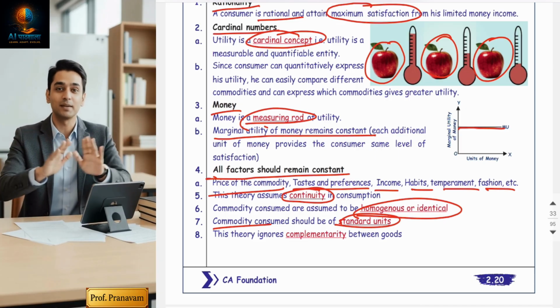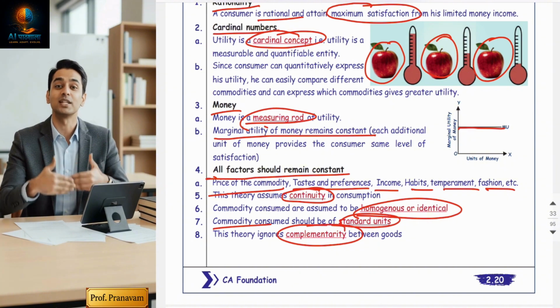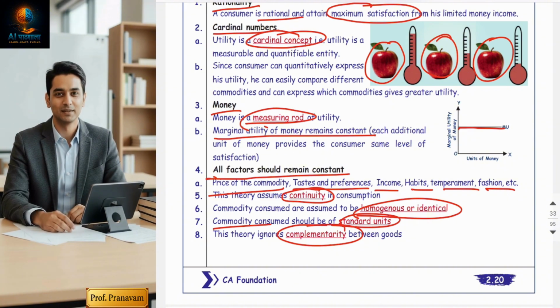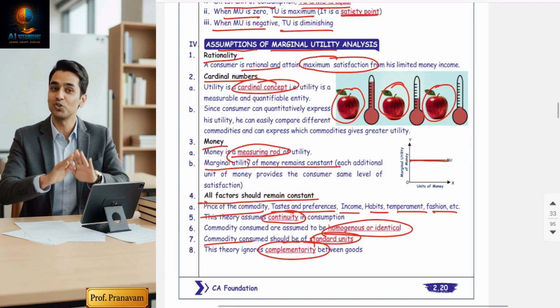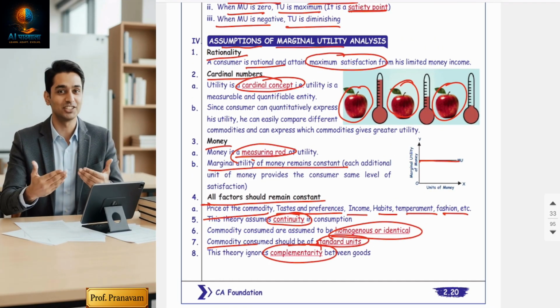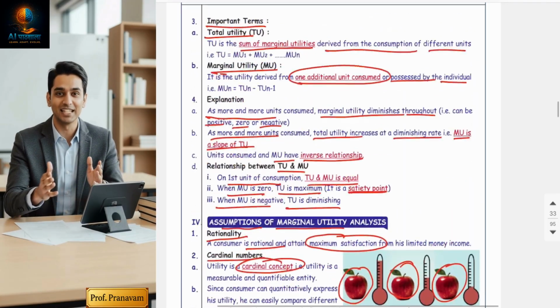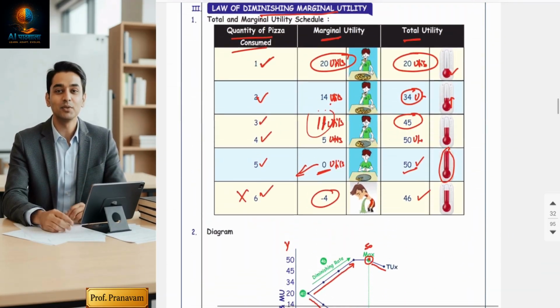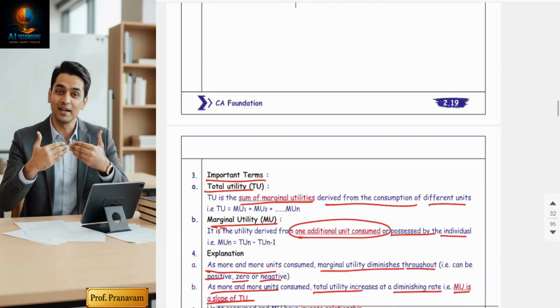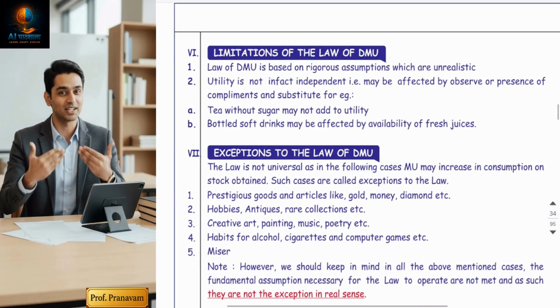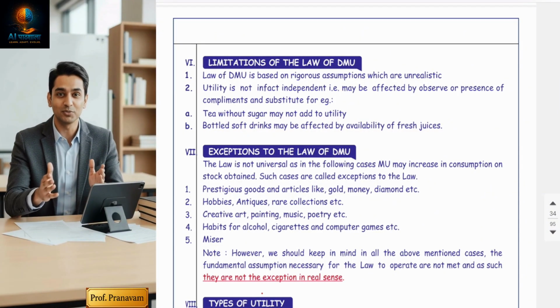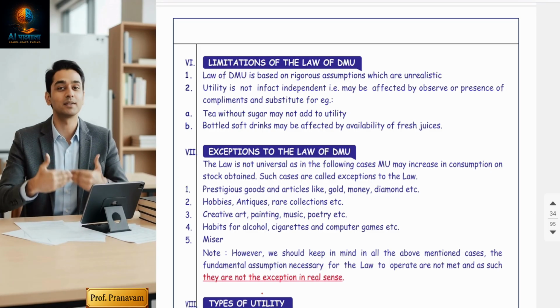Okay, now they ignore complementary goods. Guys, this law does not support complementary goods and substitute goods as well. So these are the assumptions you have to keep in mind. Lots of assumptions are there. Now, after considering these assumptions, this law has been framed, due to which MU can reach zero and TU becomes max.